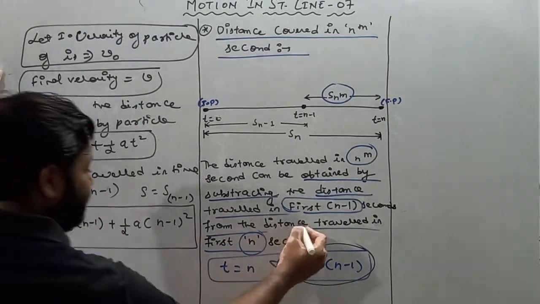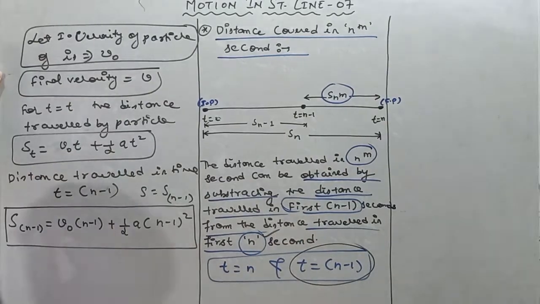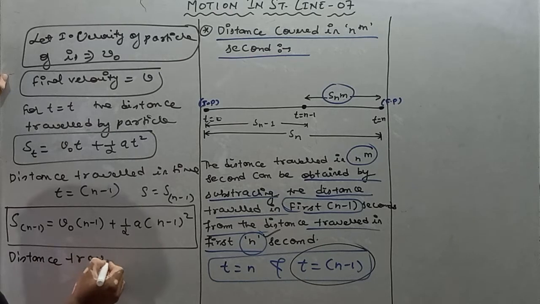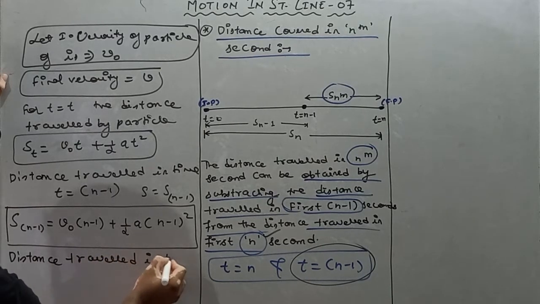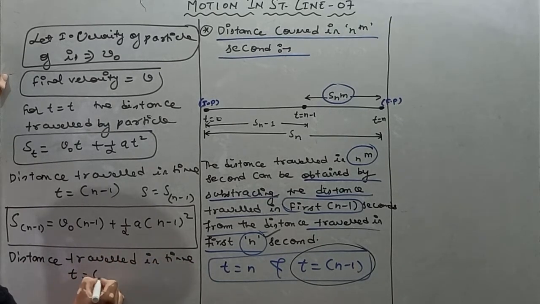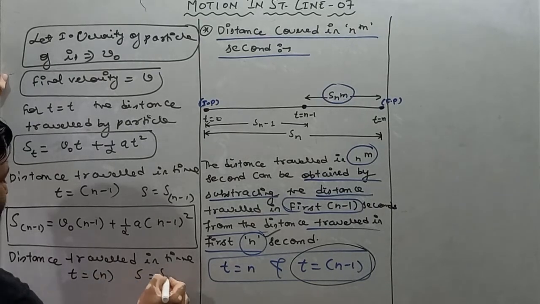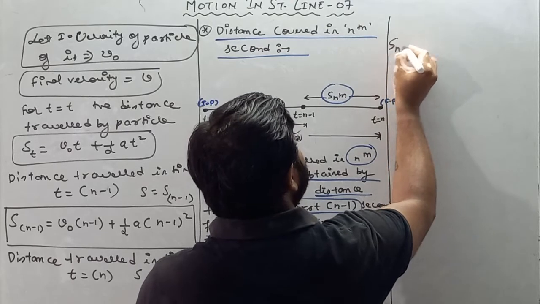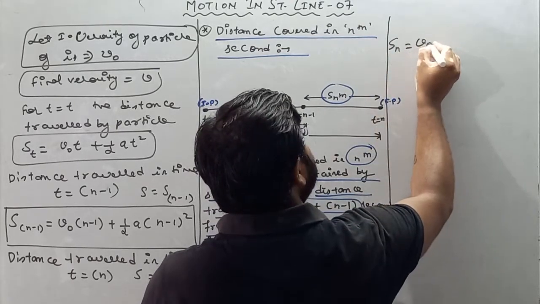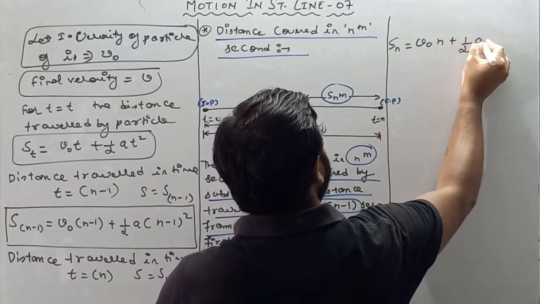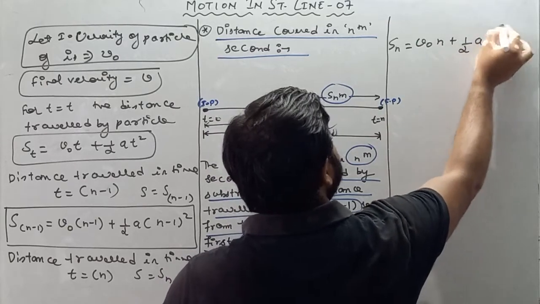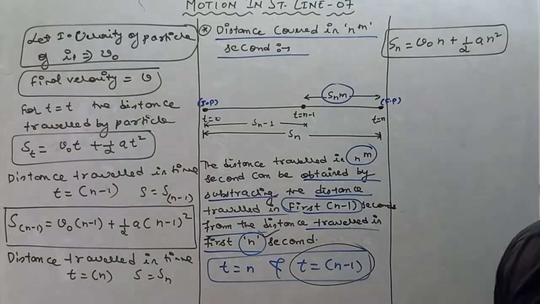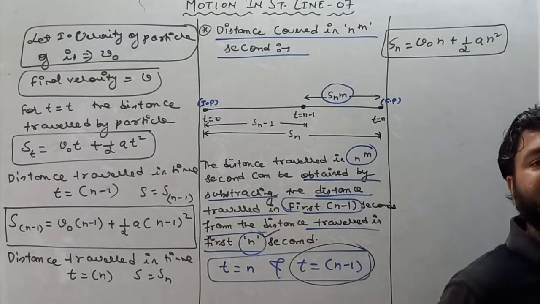Now I will find the distance traveled in the first n seconds. So the distance traveled in time t equals n, so s becomes equal to Sn. So what we'll get, my dear student, is Sn equals v naught n plus half a n square, because instead of time I'm taking n, and in the earlier case instead of time I'm taking n minus 1.